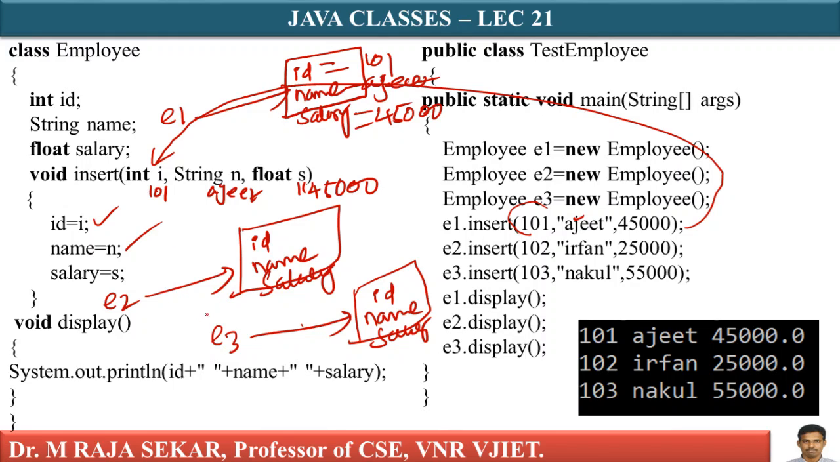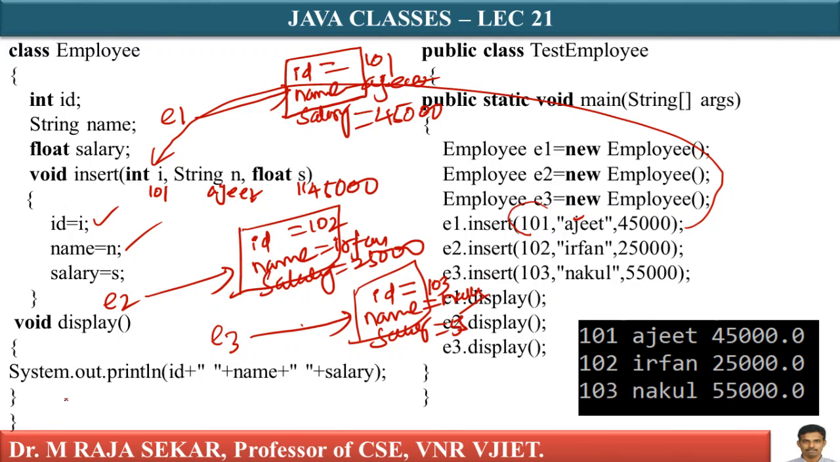Now what happens? That is E1 dot insert. In a similar manner, E2 dot insert, in which I will get 102, Irfan, and 25,000. In a similar manner for E3, I will get ID 103, name Nakul, and salary 55,000. In this manner I can initialize, isn't it?